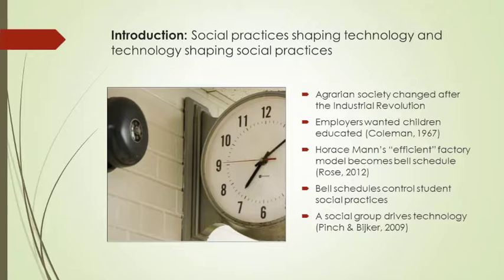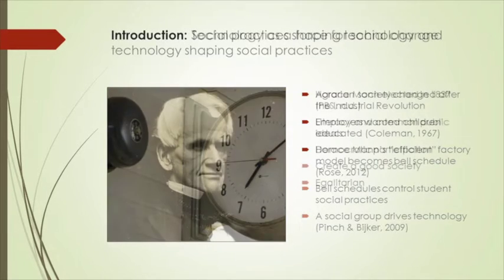Horace Mann, considered the father of public school, adapted an industrial factory model for classrooms, with distinct schedules, as the most efficient way to scale education. The technological result is bell schedules, which now, in turn, shape societal practices. Even if students are on the cusp of an educational breakthrough, as soon as the bell rings, off they go to another subject. This is an example of social construction of technology, as a social group of employers drove the implementation of the technology of public education.